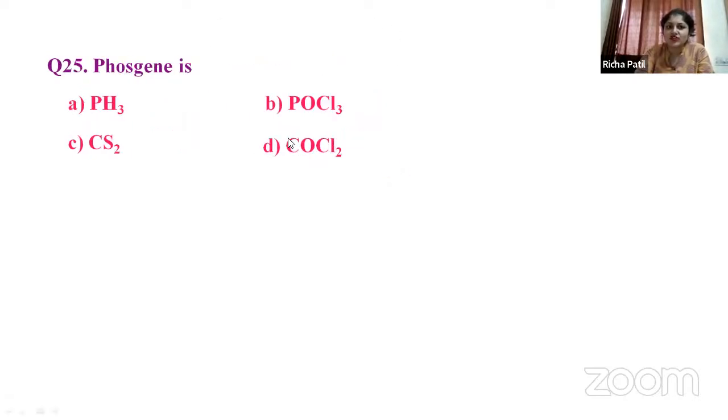Phosgene is, what is the formula of phosgene? Yes, it is D. Yes, D is the right answer. Most of you have answered it right. So D is the right answer.